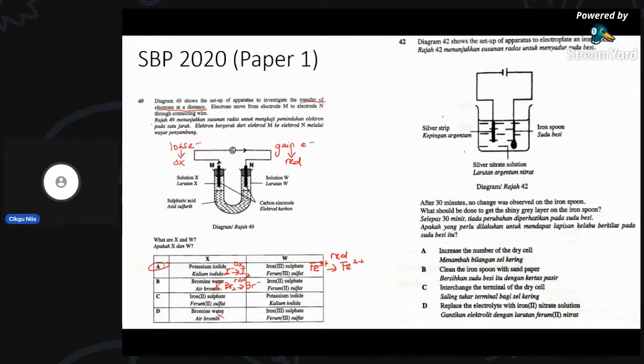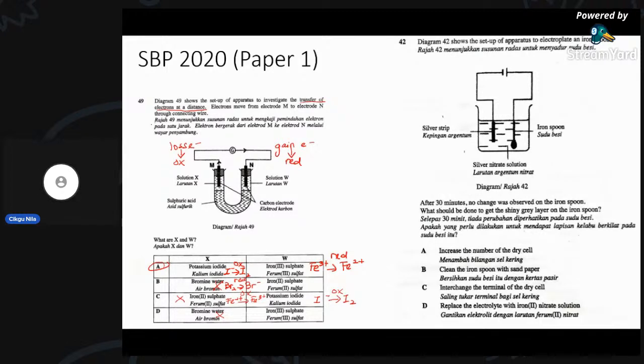So option C, we can look at iron 2 plus. Fe2 plus becomes Fe3 plus. You can see there is an increase in oxidation number, so oxidation takes place over here. Look at potassium iodide, it becomes I2. One should be oxidation, another one should be reduction. Moving on to the next question, 42.